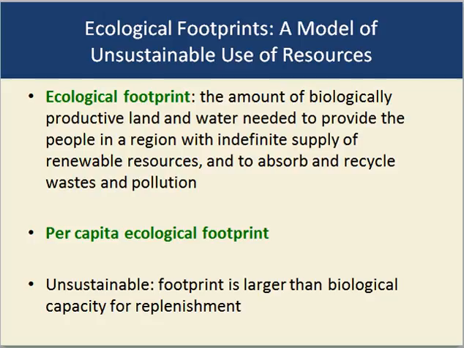So we're going to be calculating our ecological footprint in class, and we'll be looking at the different per capita ecological footprints before we do that. And basically an unsustainable footprint means that it's larger than the biological capacity for replenishment.